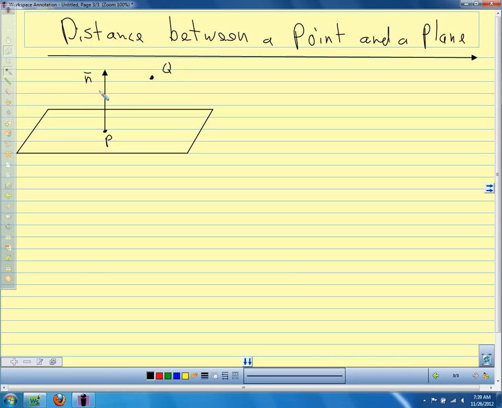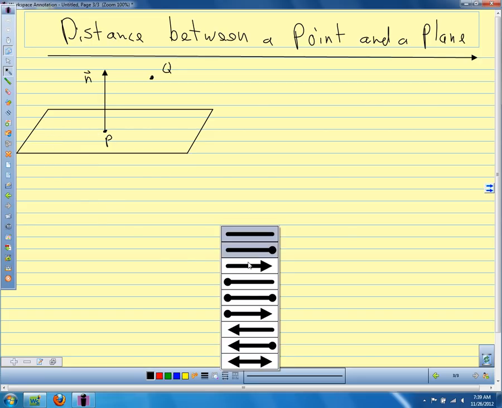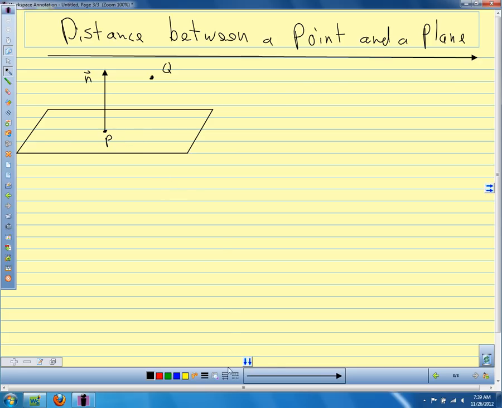Now, do we remember what we did when we were looking for the distance between a point and a line? How did we go about it? It had to do with the cross product, the magnitude of the cross product. So let's draw a vector here. Since we're using vectors, we're in space. So I'm going to draw a vector to point Q.